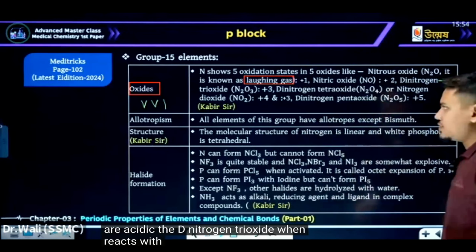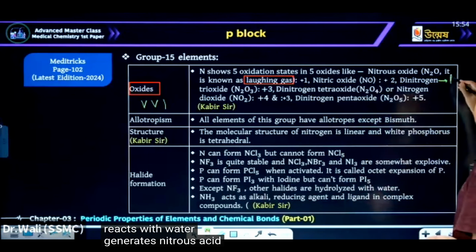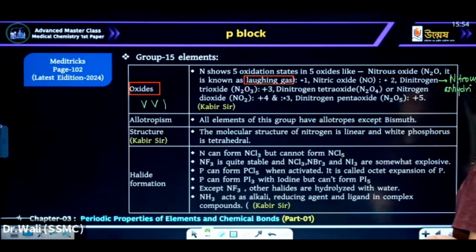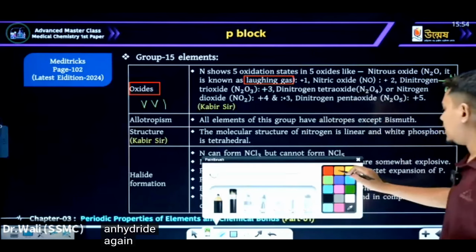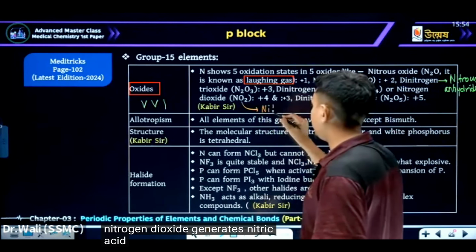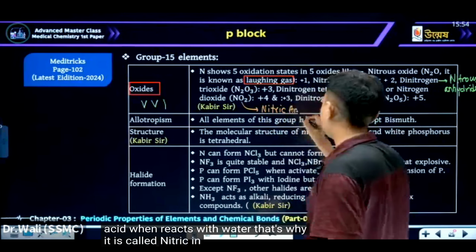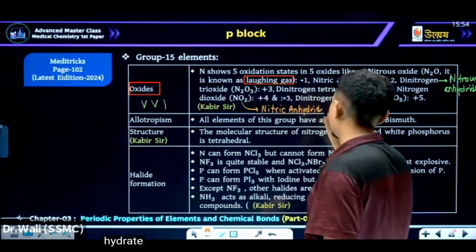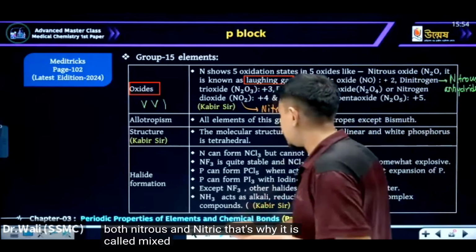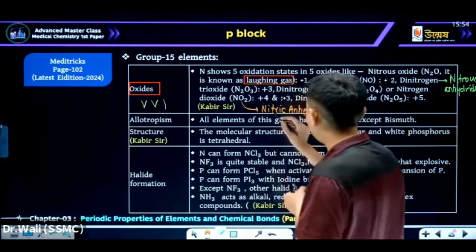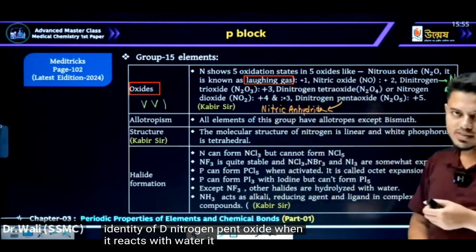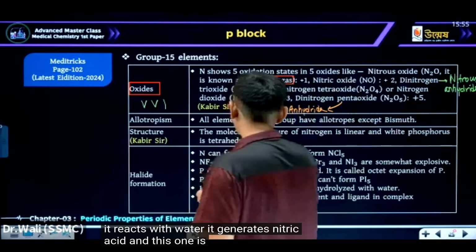The dinitrogen trioxide, when it reacts with water, generates nitrous acid. That's why it is called nitrous anhydride. Again, the dinitrogen tetroxide, or simply nitrogen dioxide, generates nitric acid when it reacts with water. That's why it is called nitric anhydride. Basically, it is not nitric anhydride. It generates both nitrous and nitric acid. That's why it is called mixed anhydride. Nitric anhydride is the identity of dinitrogen pentoxide. When it reacts with water, it generates nitric acid. And this one is not a mixed anhydride.